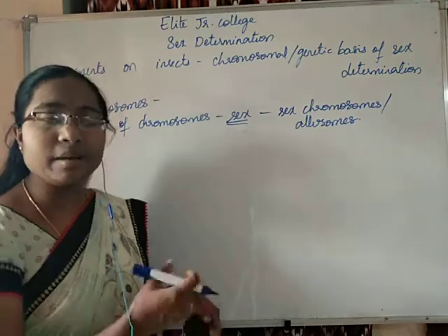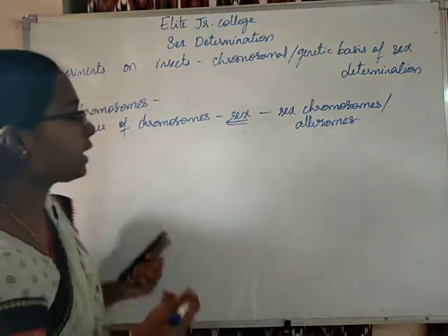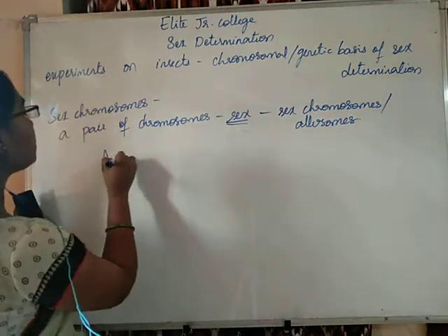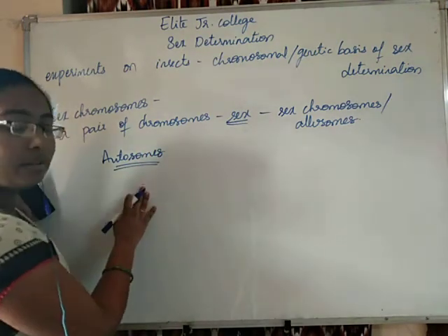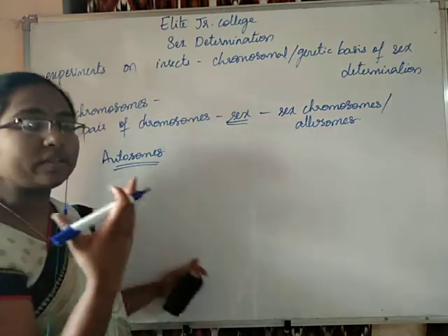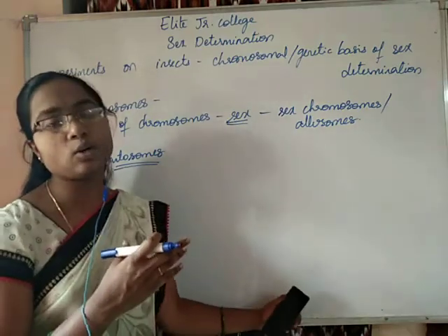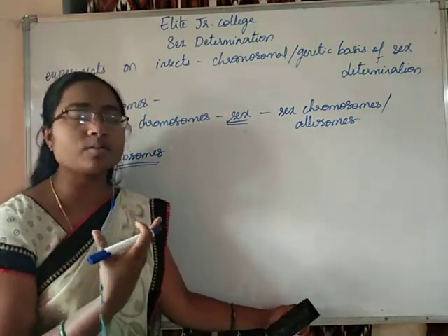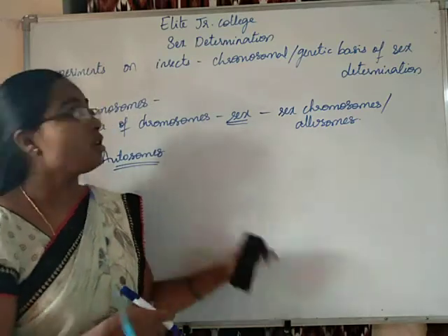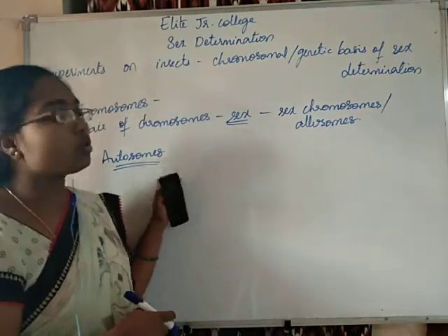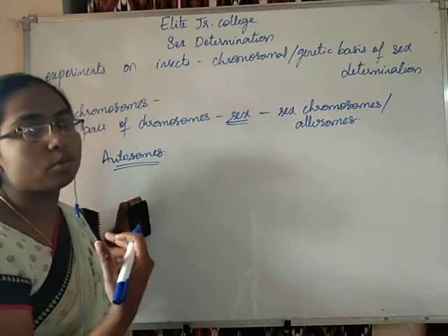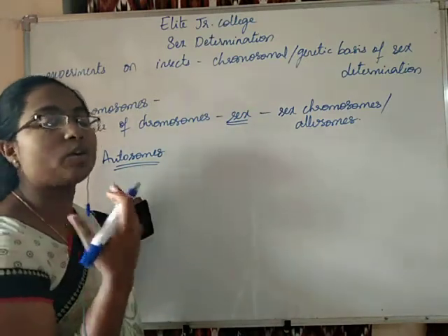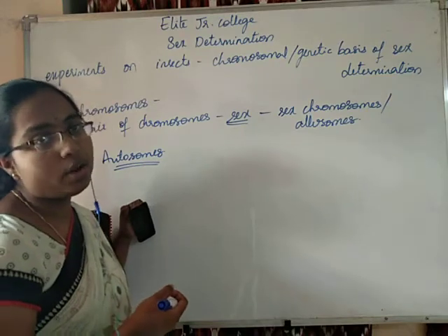The remaining chromosomes in the body are called autosomes. So, one pair of chromosomes will definitely be allosomes. Whatever chromosomes are left over are all called autosomes. Sex chromosomes determine the sex, and autosomes are the body chromosomes. They control the different other functions of our body.